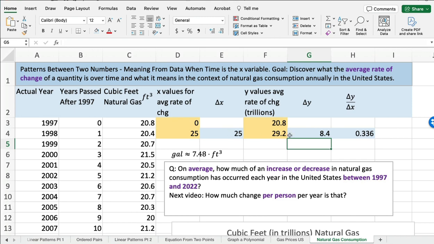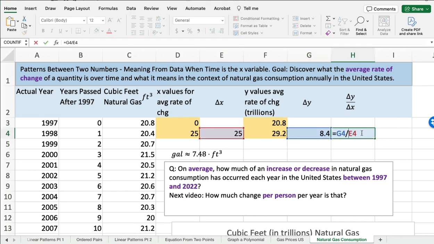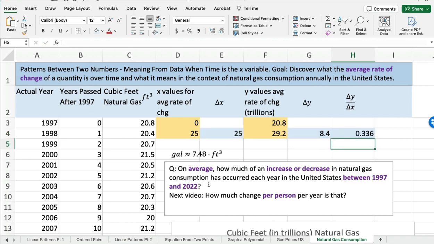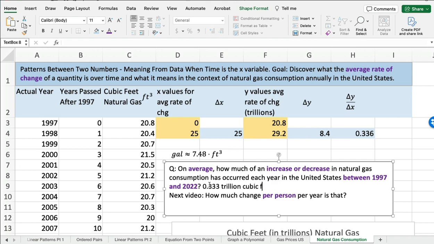Once we have the delta x and the delta y, we can go over here into the delta y divided by delta x column and calculate our average rate of change. So that's equals G4 divided by E4. And the number is a decimal. The way we interpret that is 0.333 is a number in trillions. So it's 0.333 trillion cubic feet per year.